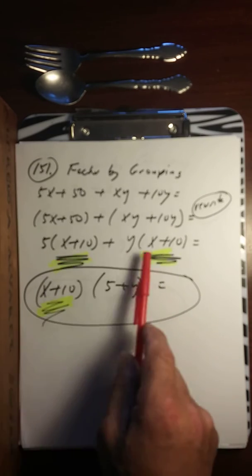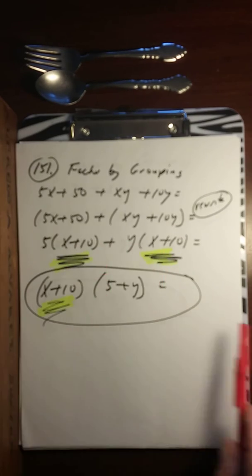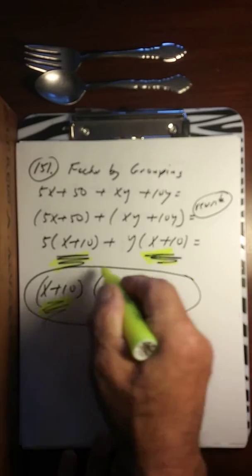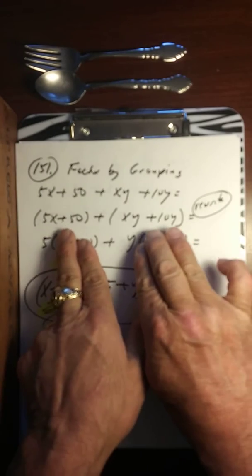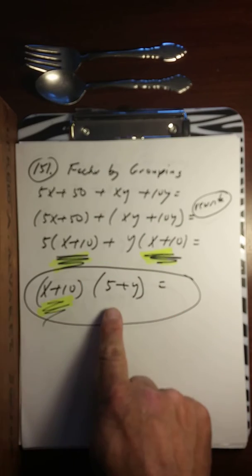Now this and this are matching. So what are we going to do? We're going to take this one, factor this one and this one out from the problem. It's going to come out. What's going to be left over is the 5 plus the y.